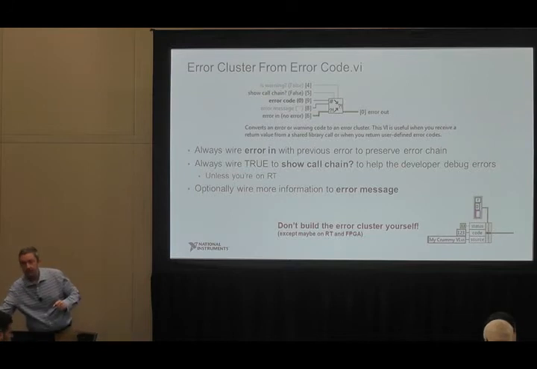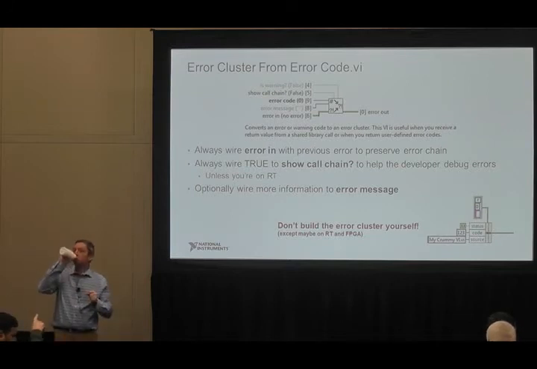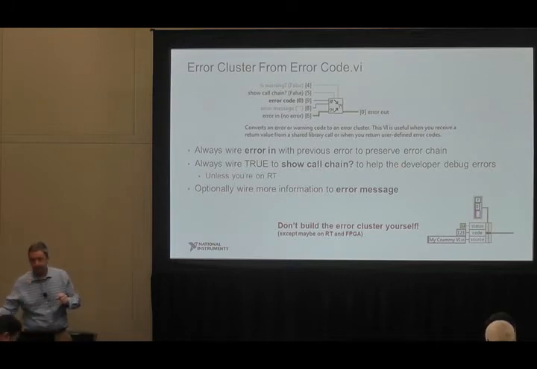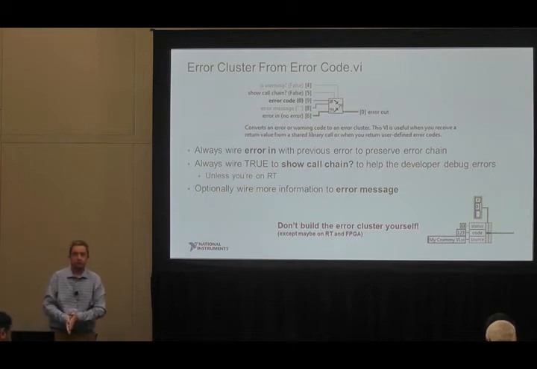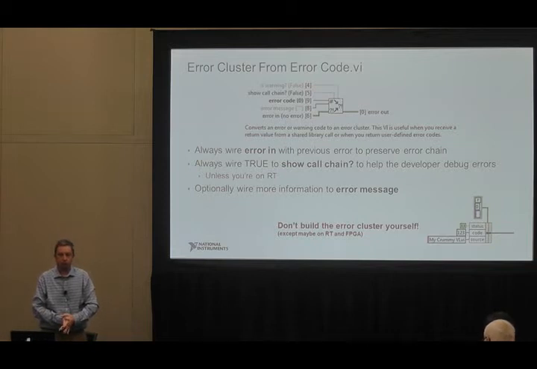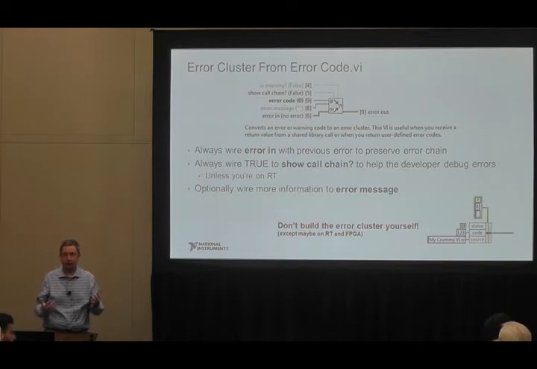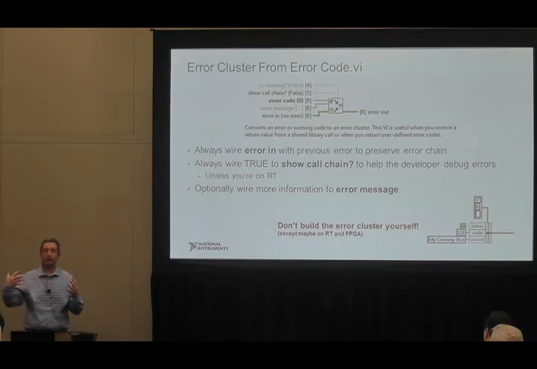Question? So when you do all this, you're still only going to see the first error that was generated if you have multiple errors? Right, so the question is, what about if multiple errors have occurred? In current LabVIEW, there's really no scheme for maintaining multiple errors along an error chain. The scheme is that you maintain the first error along the error chain.